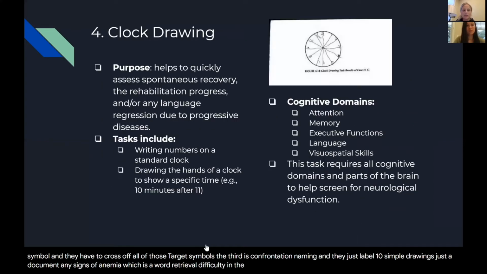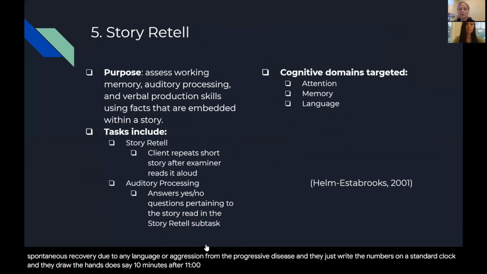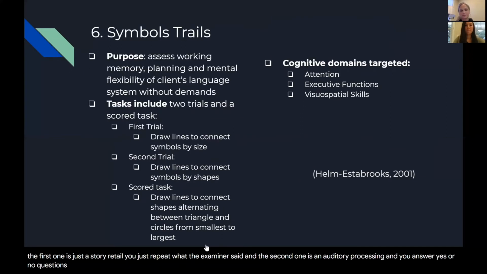And the fourth is clock drawing, and this assesses really quickly just spontaneous recovery due to any language regression from a progressive disease. They just write the numbers on a standard clock, and they draw the hands to say 10 minutes after 11. The fifth is story retell, and there are 2 subtasks within this one task. The first one is just a story retell. You just repeat what the examiner said. And then the second one is auditory processing, and you answer yes or no questions based on the story.